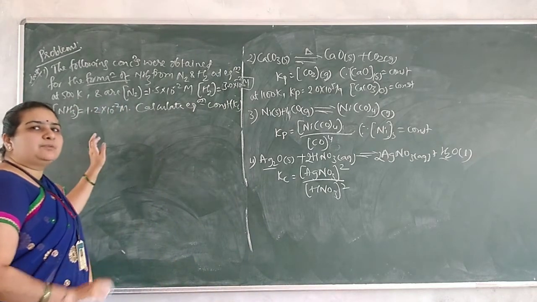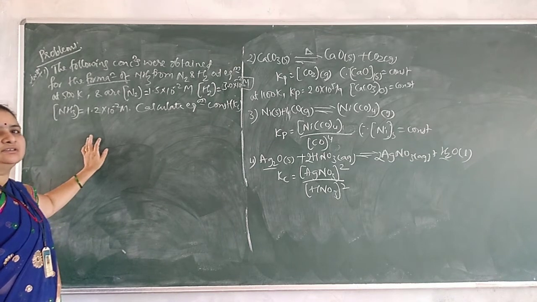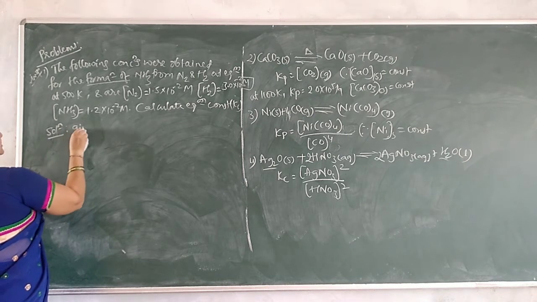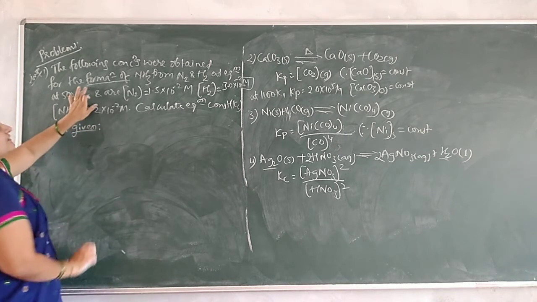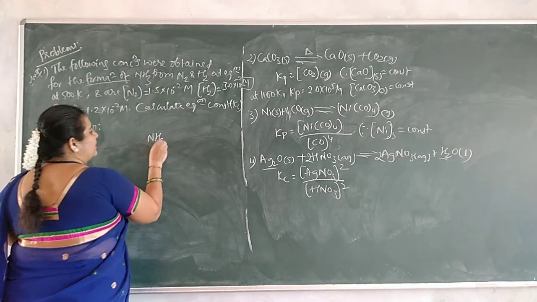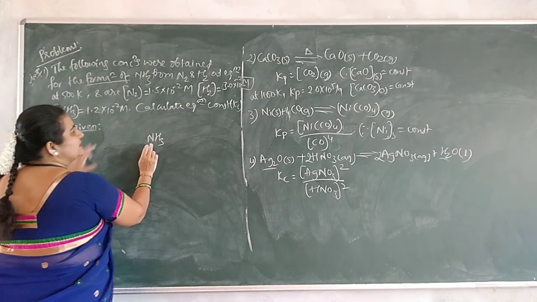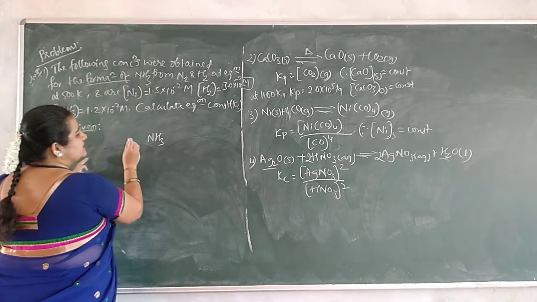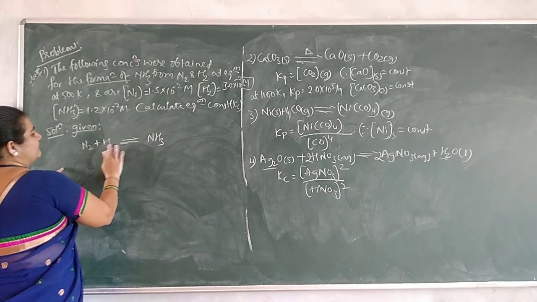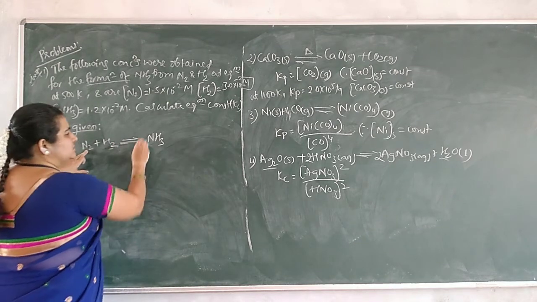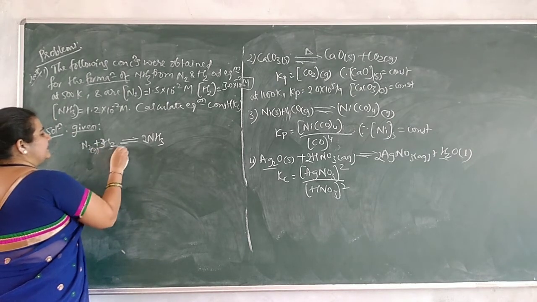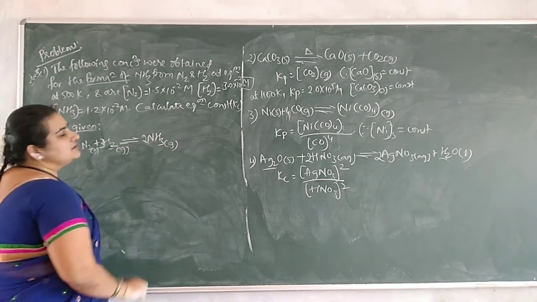If in the problem a reaction is given, first write down the reaction. Otherwise, you have to make ready the reaction. What is the reaction? Given the formation of NH3, NH3 should be on the product side. NH3 is being formed from which reactants? N2 and H2. So N2 plus 3H2 gives 2NH3. This is the reaction for the given problem.